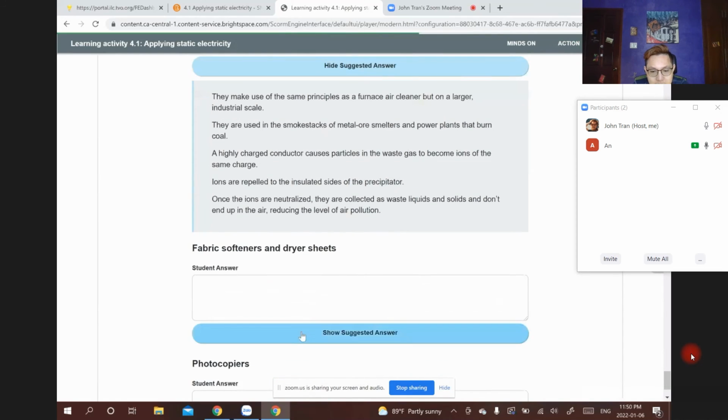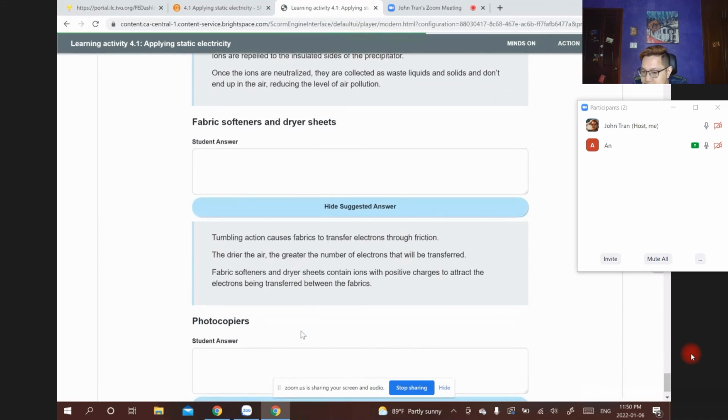Fabric softener and dryer sheet. Tumbling action causes fabric to transfer electrons through friction.